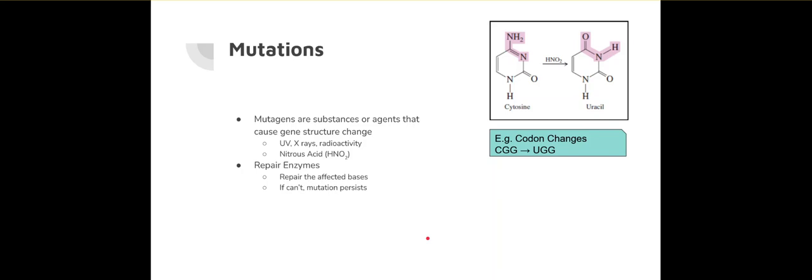Mutations can occur in this process. Mutagens are substances or agents that cause damage to the gene structure. This can happen with ultraviolet radiation, X-rays, radioactivity. Also, the presence of nitrous acid can cause these. I have an example here where nitrous acid will actually change cytosine to uracil. So you've now got a codon that's changed, and this is a mutation. So instead of having CGG, you now have UGG.